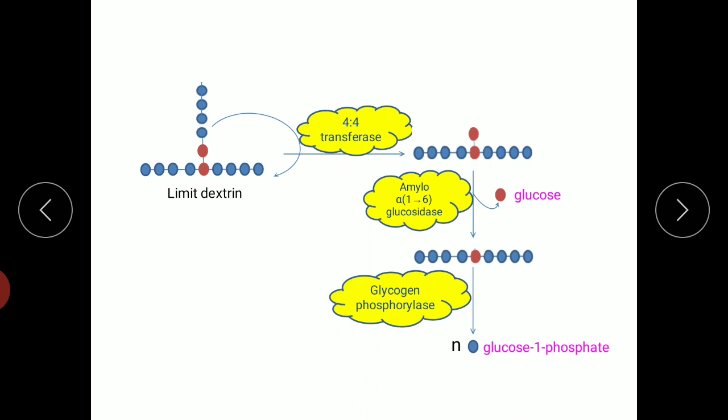Now this glucose 1-phosphate is converted into glucose 6-phosphate by an enzyme called phosphoglucomutase. By the action of phosphoglucomutase, glucose 1-phosphate is converted into glucose 6-phosphate. Glycogenolysis can occur in liver as well as in skeletal muscles. So the fate of glucose 6-phosphate is different in skeletal muscles as well as in liver.